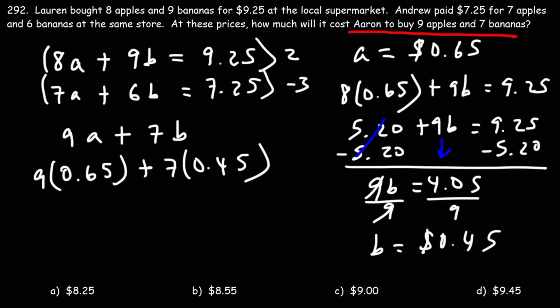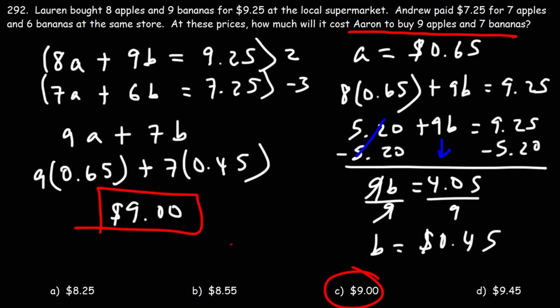So it's 9 times 0.65 plus 7 times 0.45. And that will be exactly $9. Answer choice C is the answer.